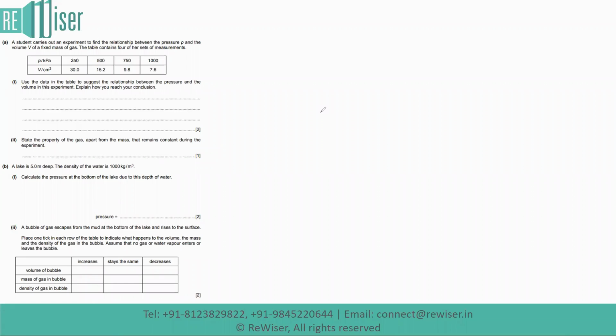Taking a look at the next question. A student carries out an experiment to find the relationship between the pressure P and volume V of a fixed mass of gas. The table contains 4 of her sets of measurements. So we notice that as pressure is incremented in equal steps, volume V seems to be decreasing. Use the data to suggest the relationship between pressure P and volume V in this experiment. Explain how you reach your conclusion.